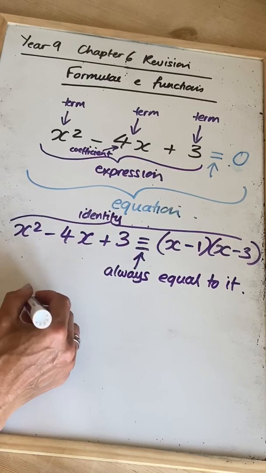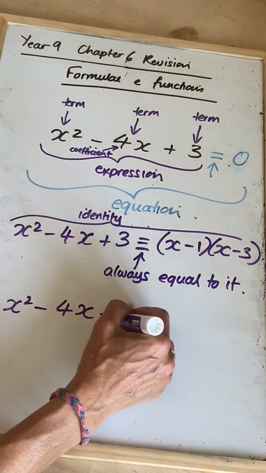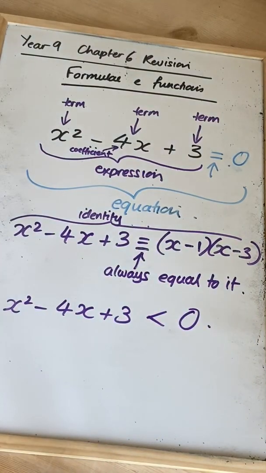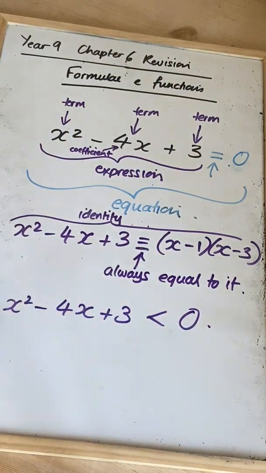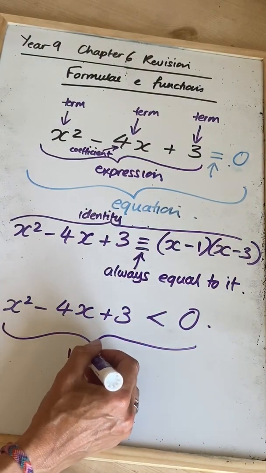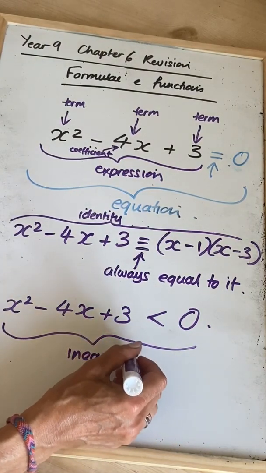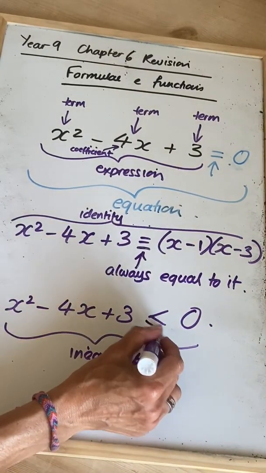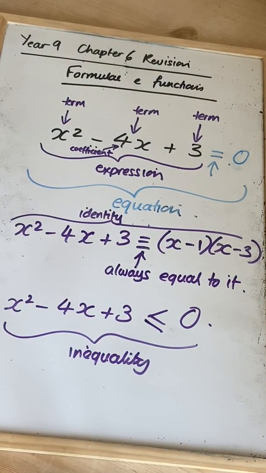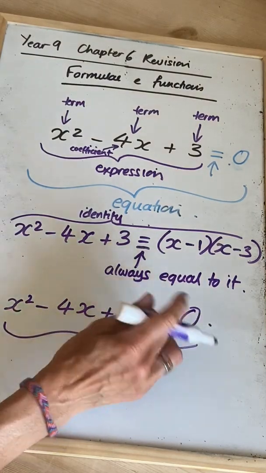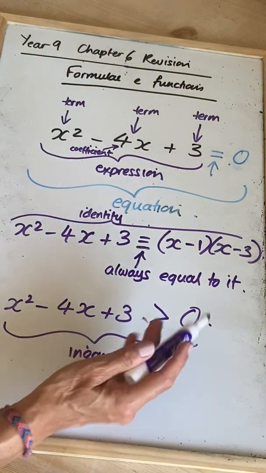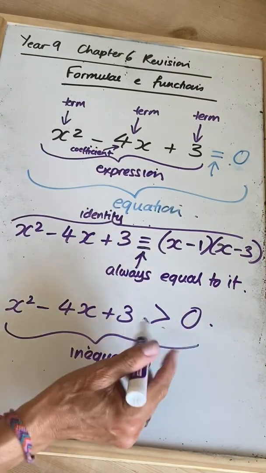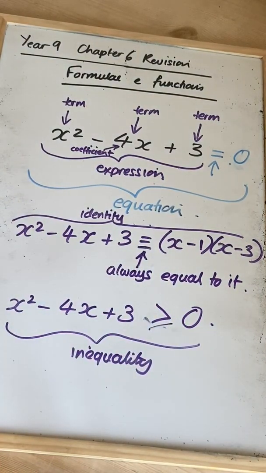Just a couple of other bits of terminology that you have seen before. If I set this quadratic that I've got here with this sign and a value on the other side, that's called an inequality. And I think you know that that means less than. That means less than or equal to. This would mean greater than. This is x squared minus 4x plus 3 is greater than 0. It's on the greater than side of the inequality. And that would be greater than or equal to 0.